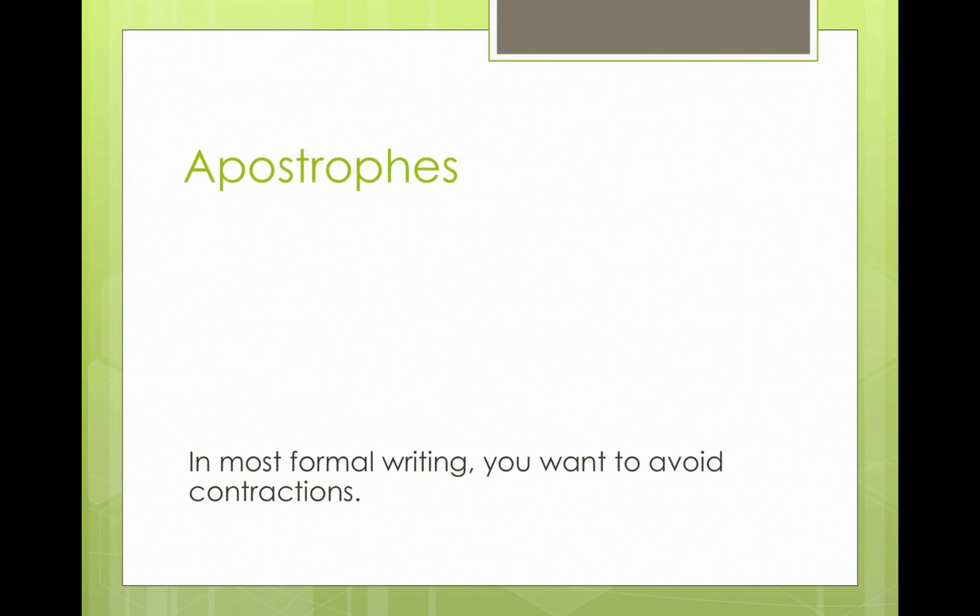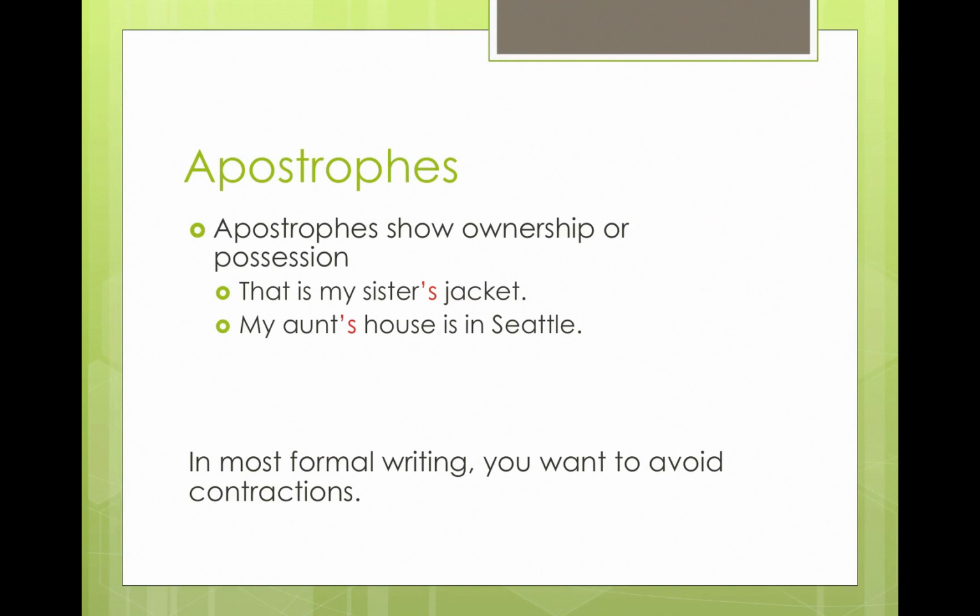Next item is apostrophes. Okay? And with apostrophes, you want to show your ownership, or apostrophes do this. They show ownership or possession. That is my sister's jacket. My aunt's house is in Seattle. You see the apostrophe s for both of those.